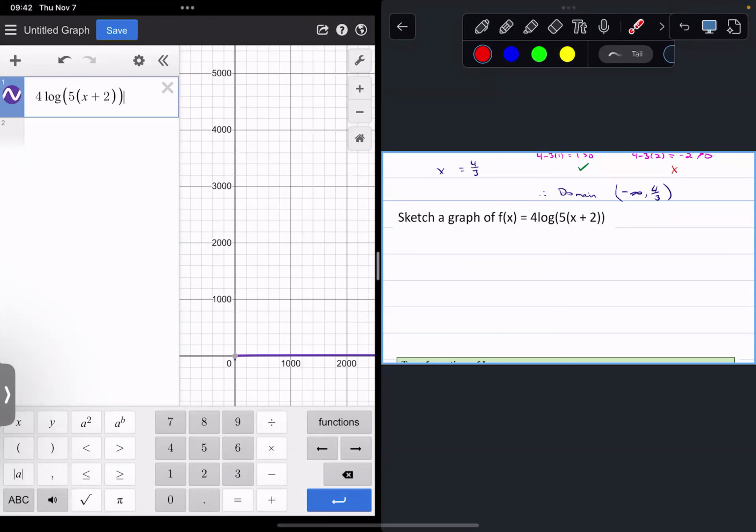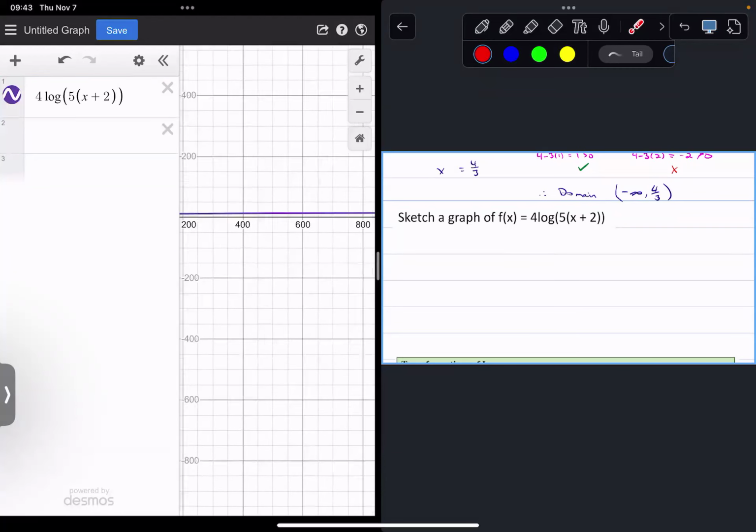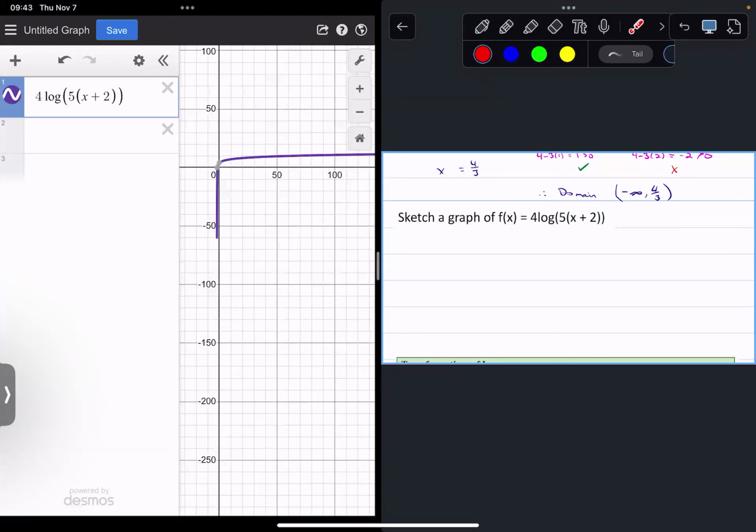We can figure out the domain of this thing, and that's a good thing to practice, right? 5 times x plus 2 has to be greater than 0. But once we graph this, oh, it's all flat because I'm so zoomed out.